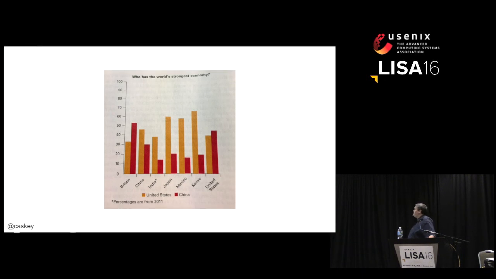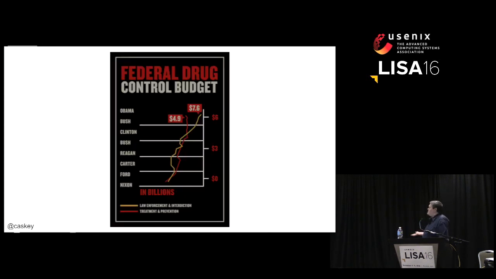This makes no sense. This is a textbook. Who has the world's strongest economy? And the vertical bars are United States and China, but they're broken. Now, United States has both a United States bar and a China bar, and China has a United States bar and a China bar. It's just, yeah, it makes no sense, even if there was.